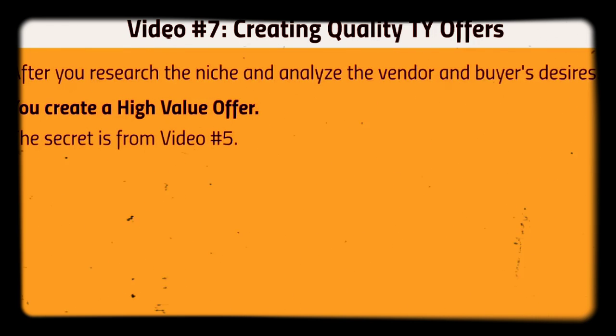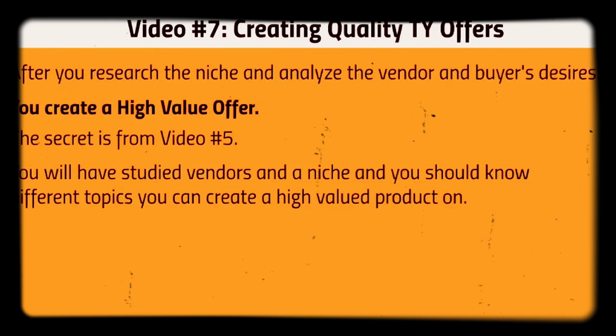So the secret is from video number 5, where we talk briefly about finding vendors to piggyback on. In doing so, we were able to study the vendors and a niche, and you should know different topics that you can create a high value product on. Remember, it's not about creating something that the vendor has already created. It's about creating something of high value that is not in direct competition, but is related in some fashion, whereas the vendor will actually say yes.